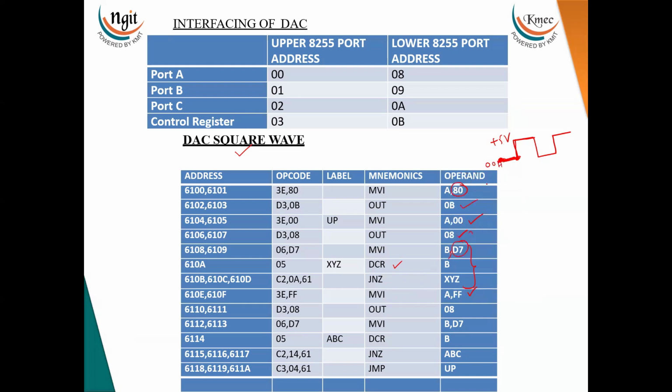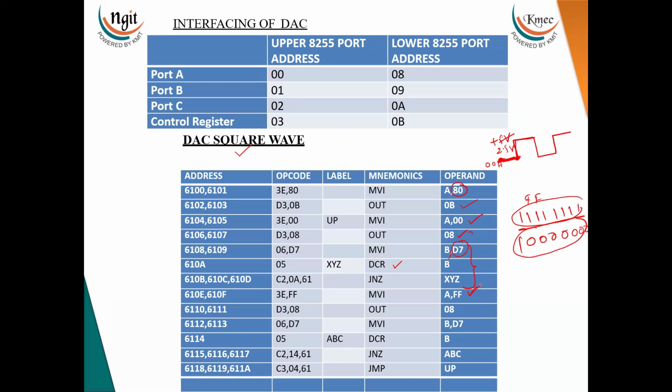FF is nothing but plus 5 volts. Now if you want to change the magnitude, say you want to take 2.5 volts, what is half of the FF value? FF is nothing but 11111111. So for half of the value, only put the MSB as 1 and take all the remaining bits as 0. That is half of this value. If you take this value, you will get half of the maximum amplitude, so 2.5 volts you will get.